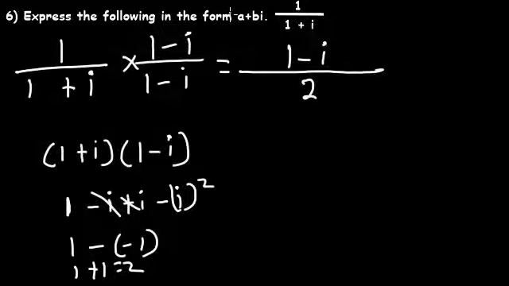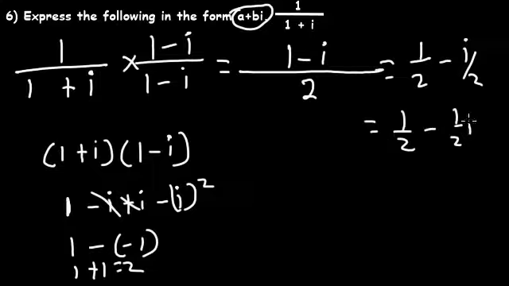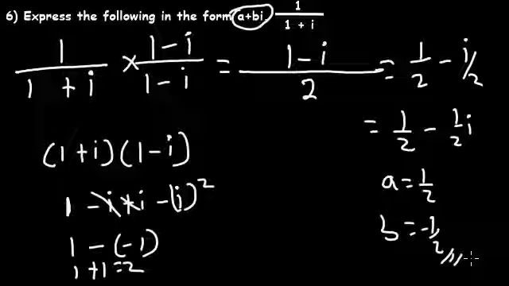Now the question asks us to express it in the form a plus bi. The next thing we can do to simplify this is to put the denominator under each of the terms in the numerator. So this becomes 1 by 2 minus i by 2. Now it is in that form. You can see we have it as 1 by 2 minus half i, where a will be half and b will be negative half. So that's it. That's the solution to example number 6.